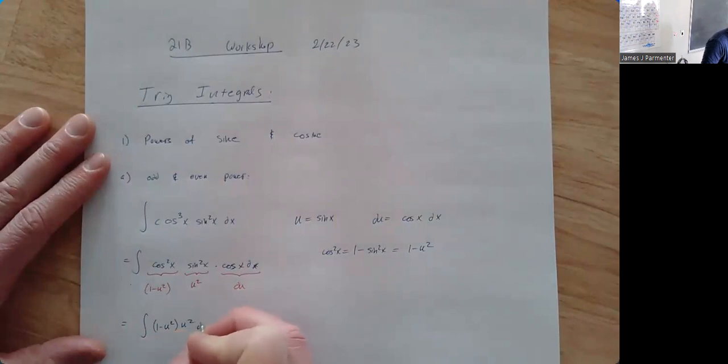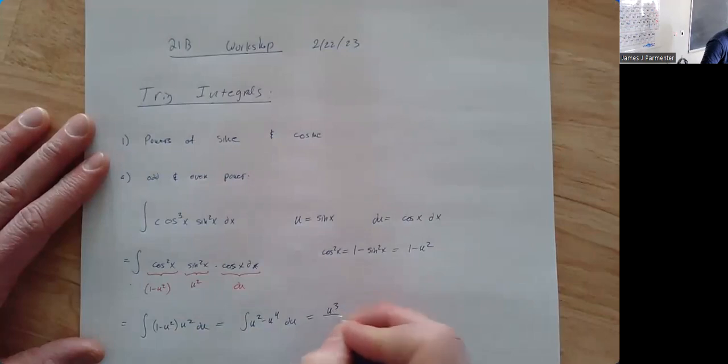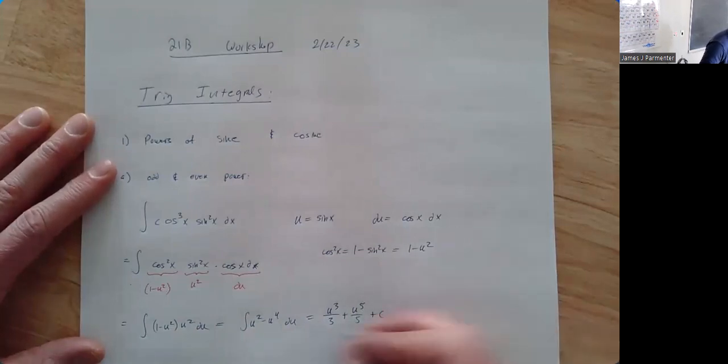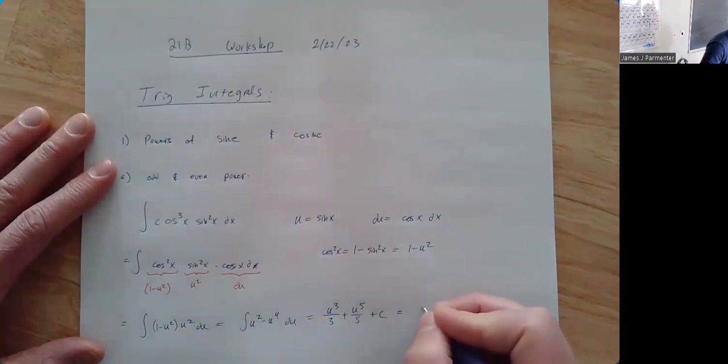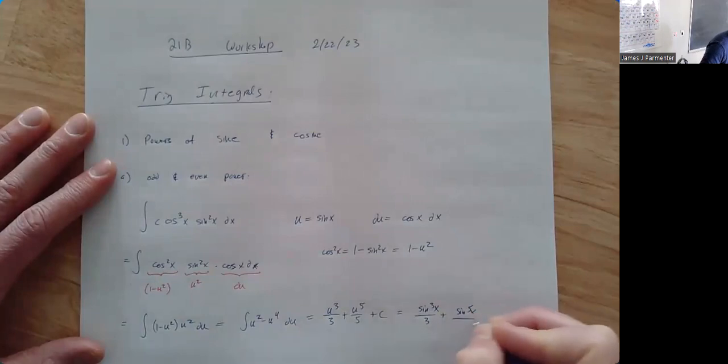So here we're going to end up getting the integral of 1 minus u squared times u squared times du. We multiply out the integrand. We get u squared minus u to the fourth du. We integrate. We get u cubed over 3 plus u to the fifth over 5 plus a constant. And then we plug back in what u is equal to, which is sine x. So we get sine cubed x over 3 plus sine to the fifth x over 5 plus c.